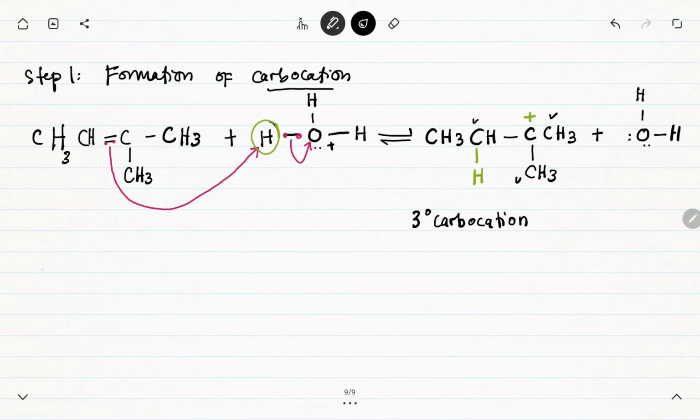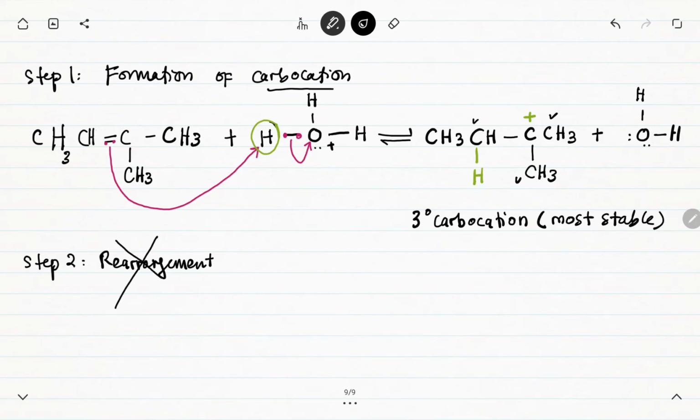So we need to proceed to step 2. What happens in step 2? Step 2 is rearrangement. Does rearrangement exist? From the intermediate species, we already formed the tertiary carbocation. This is more stable. Therefore, the second step does not exist. So proceed to the next step, nucleophilic attack.